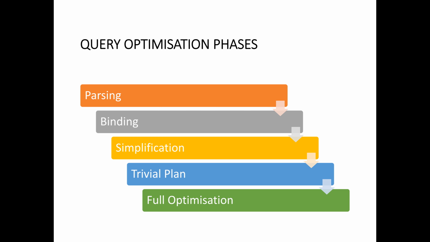The first two we're not going to focus on too much today, but they are parsing and binding. Parsing is going to check the syntax. Binding is going to essentially produce a logical tree that it passes to the optimizer, and then the optimizer has a few tricks up its sleeve to get the speediest execution of our query. There is a phase called simplification, the trivial plan phase, and then finally full optimization.